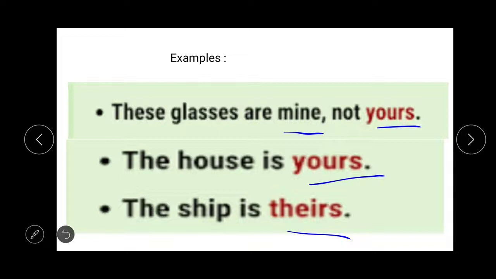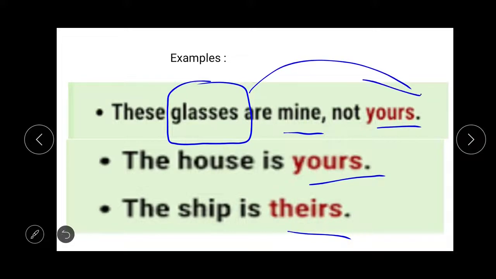And students, you can see that these pronouns are showing that certain things, certain nouns, belong to somebody personally. Say for example, the glasses belong to yours. Actually, mine is also a pronoun, but here it is not referring to the noun, it is actually referring to the second pronoun, which is yours.